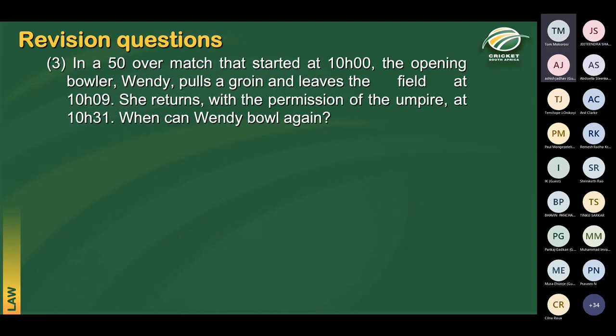Next question is a penalty time calculation. So let's get our calculators out and our thinking caps on. In a 50-over match that started at 10 a.m., the opening bowler, Wendy, pulls a groin and leaves the field at 10:09. She returns with the permission of the umpire, which is great, at 10:31. When can Wendy bowl again? Abdullah, do we have a hand up to take us through this calculation of penalty time? Yes, Tom. The first hand raised is Arun. If you can unmute yourself and take us through the penalty time question.